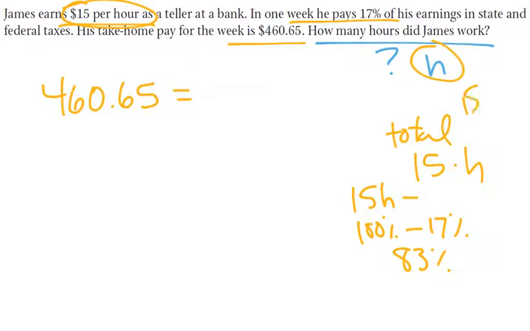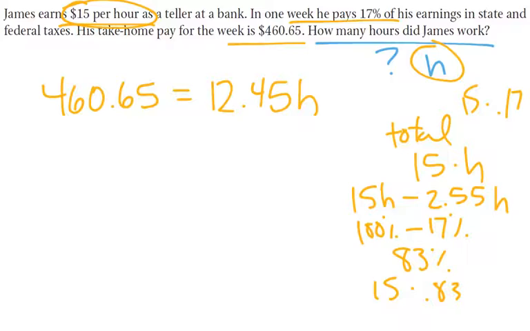Well, I can go 15 times 0.17, and it would be $2.55. So we could subtract 2.55 from 15. Or if I took 15 and times it by 0.83, I should get to the same thing. So I'd end up with $12.45 times H. That's how much take-home he's actually earning each hour. If I go 15 minus 2.55, it's still 12.45, so same thing.